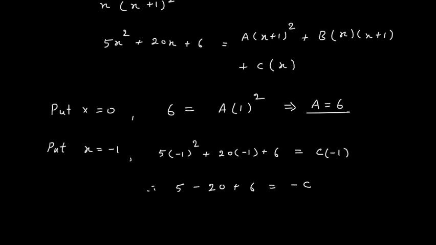So 5 minus 20 is minus 15. Minus 15 plus 6 is minus 9. So therefore I have minus 9 is equal to minus c, and this will give you the value of c is equal to 9. So I get the value of c as 9. I get the value of a as 6. So I have the value of c, I have the value of a. Now I have to find the value of b.